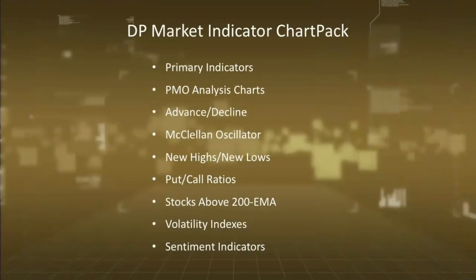So in particular, these are what we're going to go over. It's a lot of them. Like I said, I'll go over our primary indicators, the PMO analysis charts, Advance-Decline, McClellan Oscillator, New Highs, New Lows. We have, like I said, a boatload, and I'm going to really just scratch the surface with all of these, but I will show you how you can get more information about them.